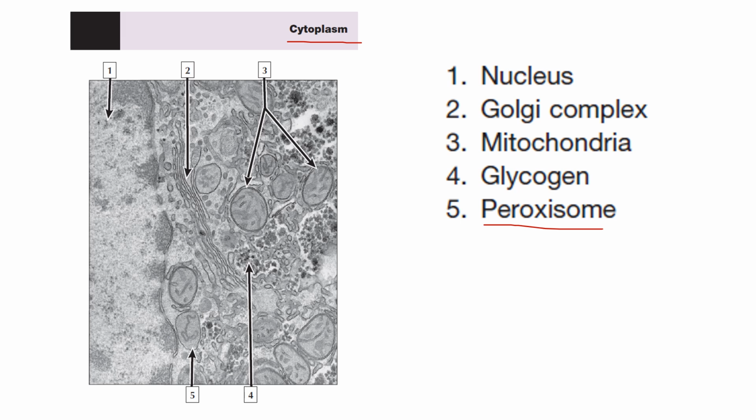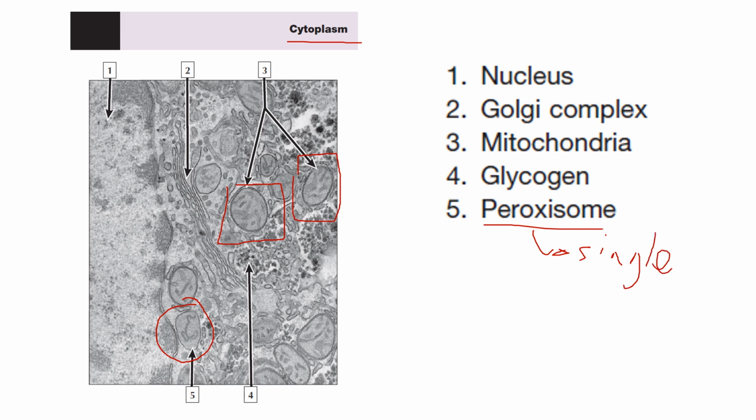Peroxisomes, labeled here as number 5, are enveloped by a single membrane and contain crystalline or strand-like deposits. The mitochondria, labeled here as number 3, are distinguished from peroxisomes because they have an inner and an outer membrane. The peroxisome only has a single membrane.